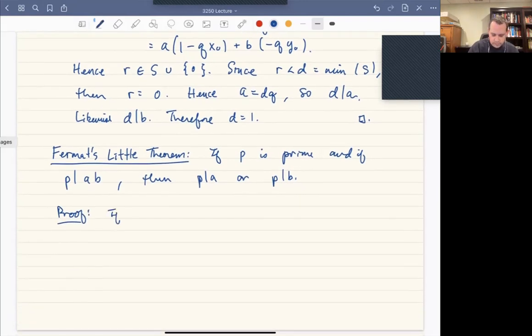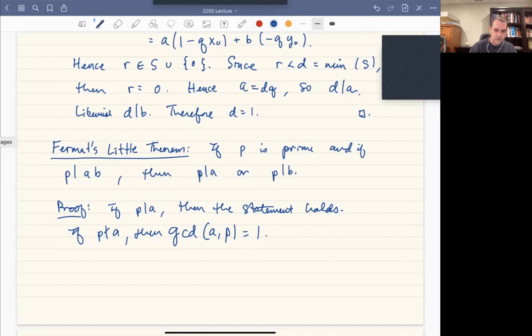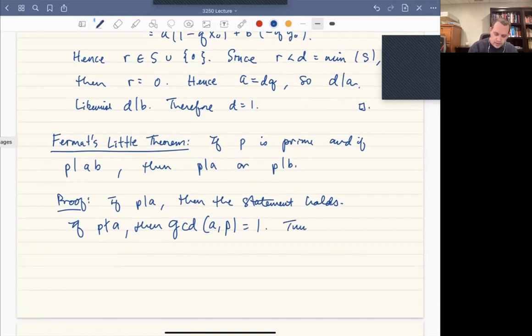First, if P divides A, we win. So if P divides A, then the statement is true. If P does not divide A, then A and P have to be relatively prime, because A and P can't have any primes in common unless A is a multiple of P, just by the definition of a prime. And therefore, if A and P are relatively prime, by Bézout's little theorem, we can find values X and Y so that 1 is equal to AX plus PY.